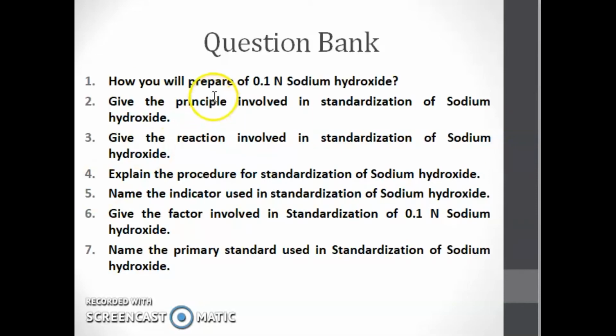Now we will see the question bank. The first question: how will you prepare 0.1 normal sodium hydroxide? Second, give the principle involved in standardization of sodium hydroxide. Give the reaction involved in standardization of sodium hydroxide. Next, explain the procedure for standardization of sodium hydroxide. Next, name the indicator used in standardization of sodium hydroxide. Give the factor involved in standardization of 0.1 normal sodium hydroxide. And lastly, name the primary standard used in standardization of sodium hydroxide.